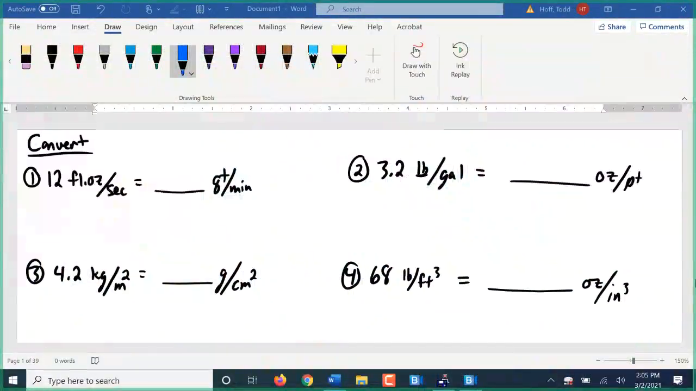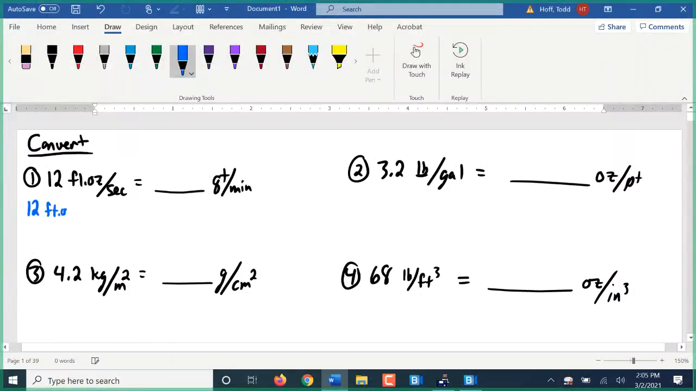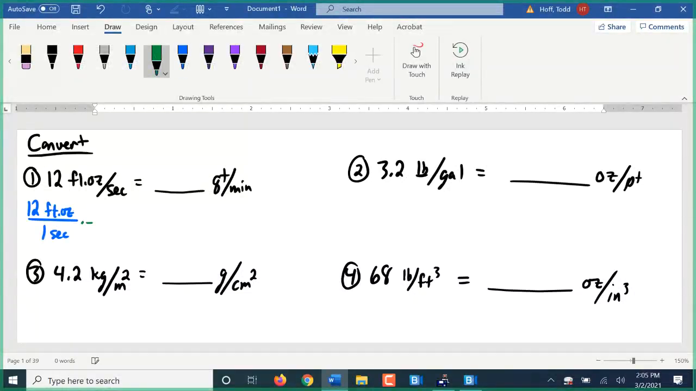Problems here and see how you're doing on them. So for the first one, we have 12 fluid ounces per second going into quarts per minute. So I'm going to put my 12 fluid ounces on top over 1 second. Now I have to get rid of fluid ounces, so I'm going to put fluid ounces on bottom. And I'm going to go to cups.